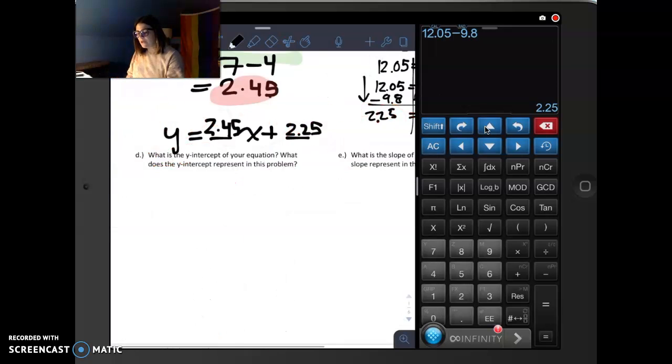All right, so we've seen this question quite a few times. Let's get after it. What is the y-intercept? The y-intercept is the b value, 2.25, and since it's a y value, it is $2.25. So it's a starting amount. The starting amount is how much your ride will cost at the start of the ride.